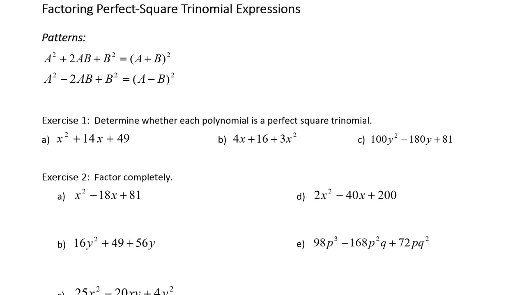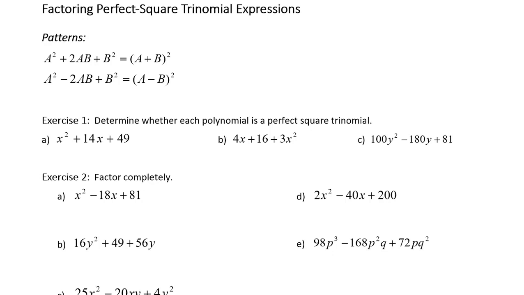So the 2 patterns you will see for perfect square trinomials are a squared plus 2ab plus b squared and a squared minus 2ab plus b squared. And your binomial squares will look like a plus b squared or a minus b squared, respectively.